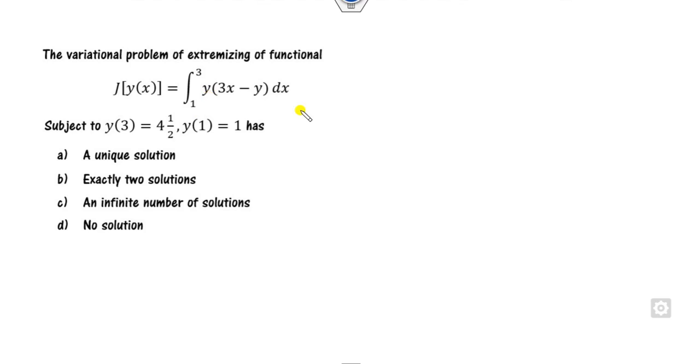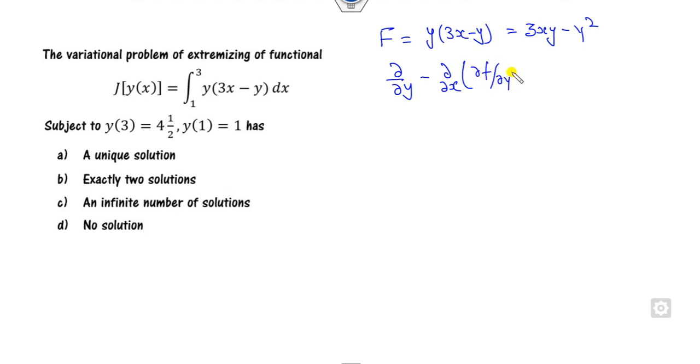Okay, so again the extremal. What is my f? f = y(3x − y). I can write it as 3xy − y². Now we can start from here. What is the answer of this problem?